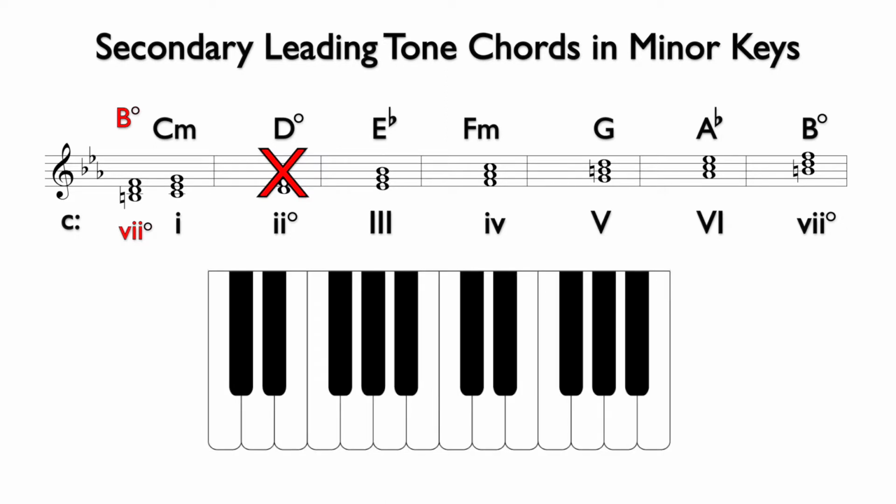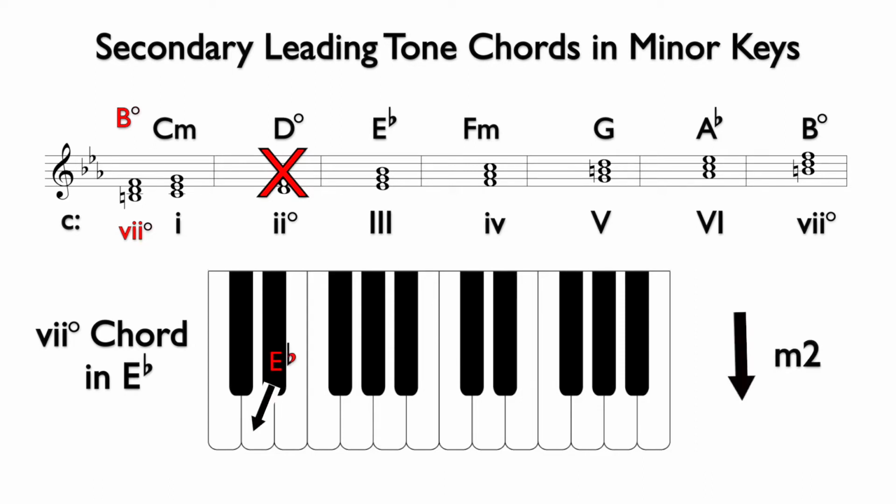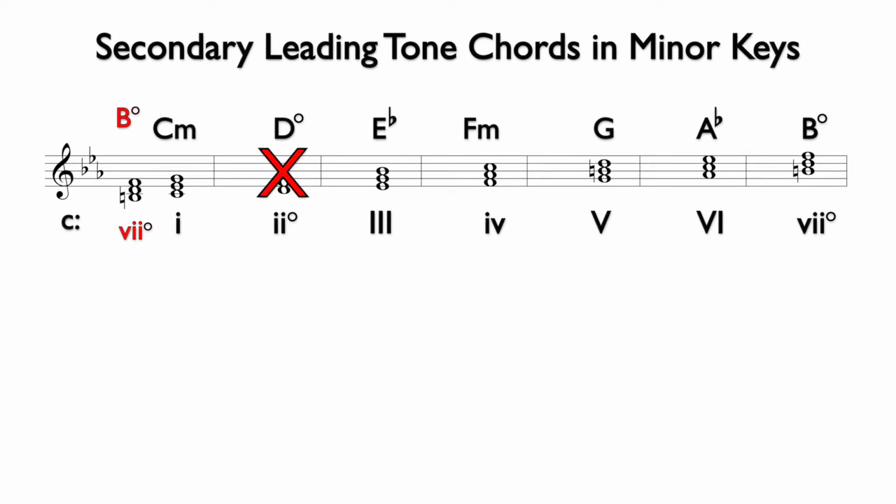With 3 being E flat, we find the 7 diminished chord of E flat, which is the interval of a minor second below E flat. This is D diminished, and the notes are D, F, and A flat. Since this chord already has a common analysis of 2 diminished that reflects its typical function within the key, we will not have a 7 diminished of 3.